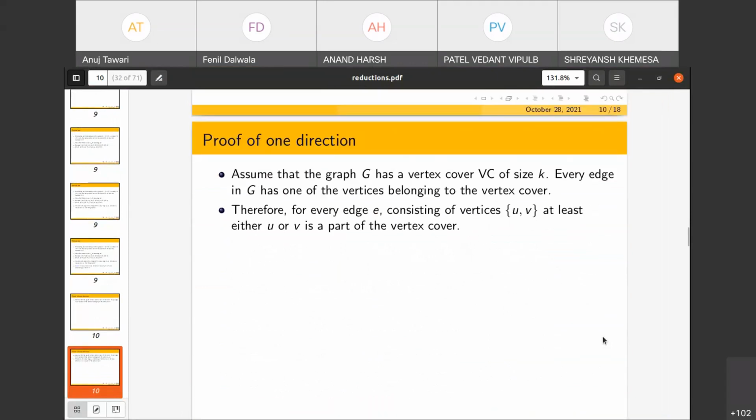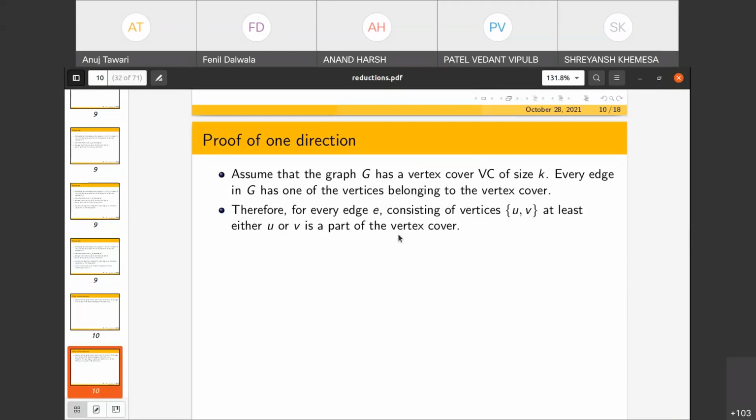Okay, so now we just apply the definition. We know that G has a vertex cover of size K. Therefore, every edge in G has one of its vertices belonging to the vertex cover. Right? So for every edge E from vertex U to V, at least either U or V will be a part of the vertex cover.